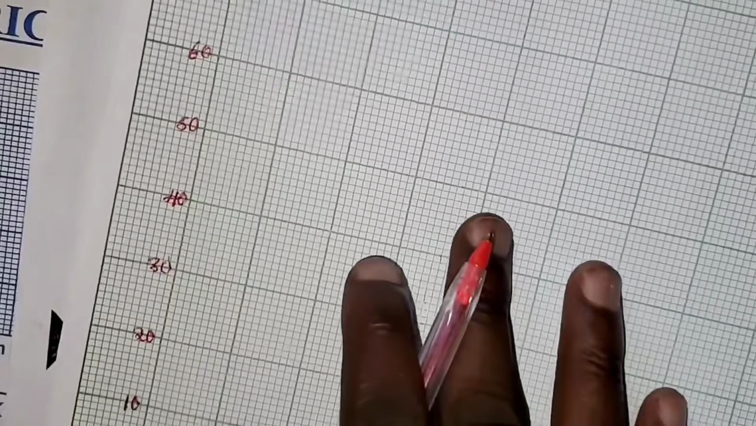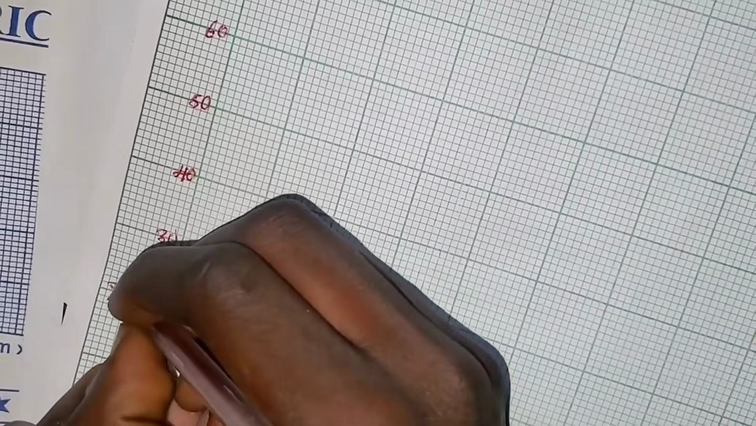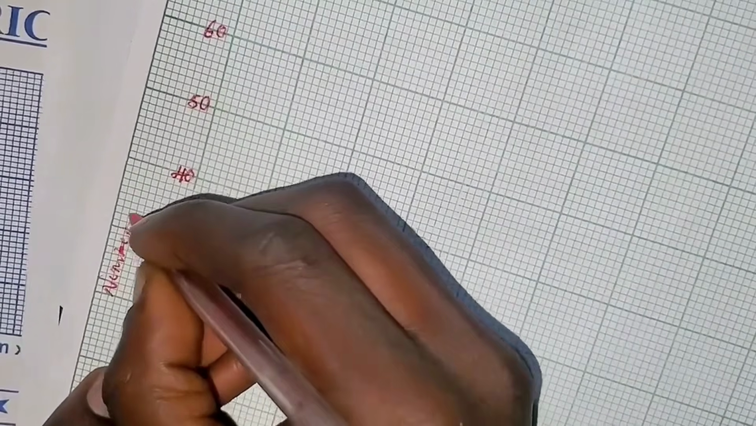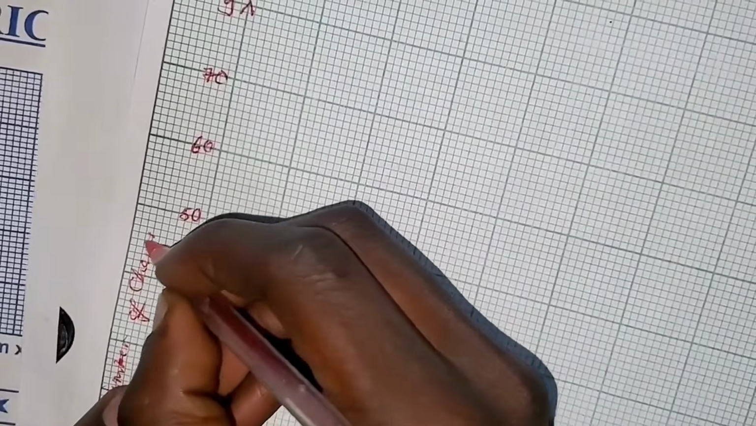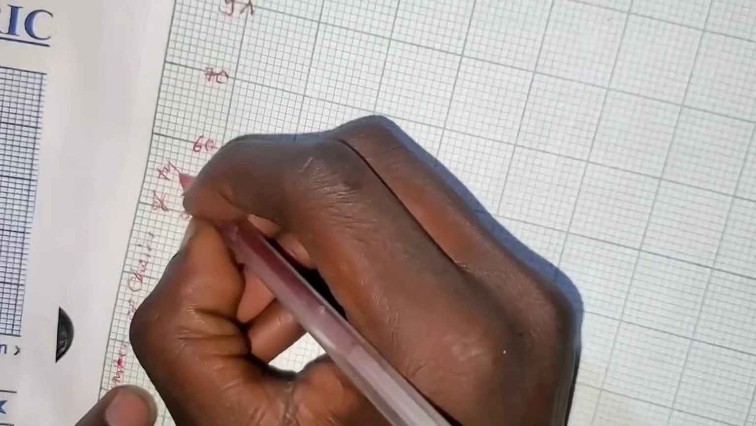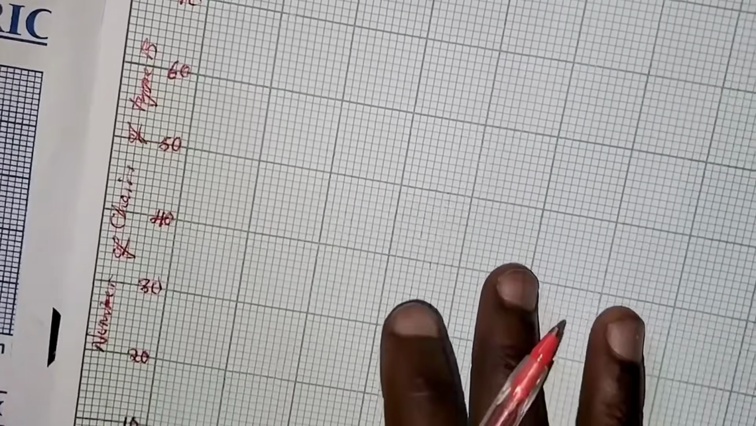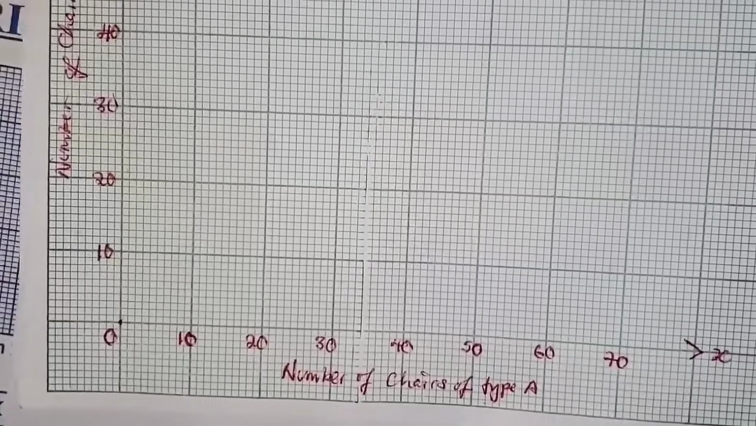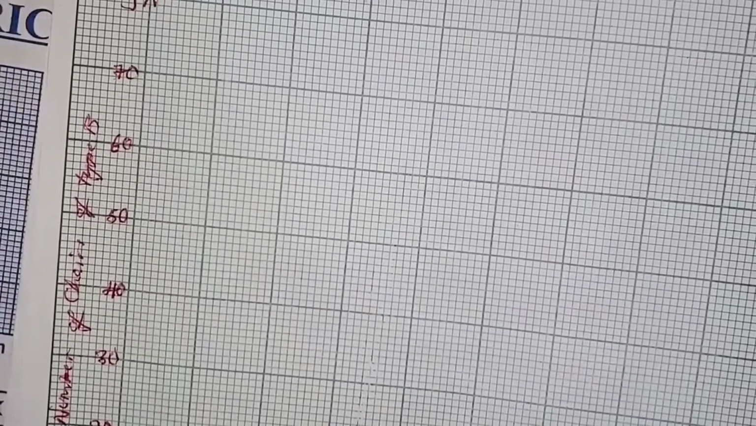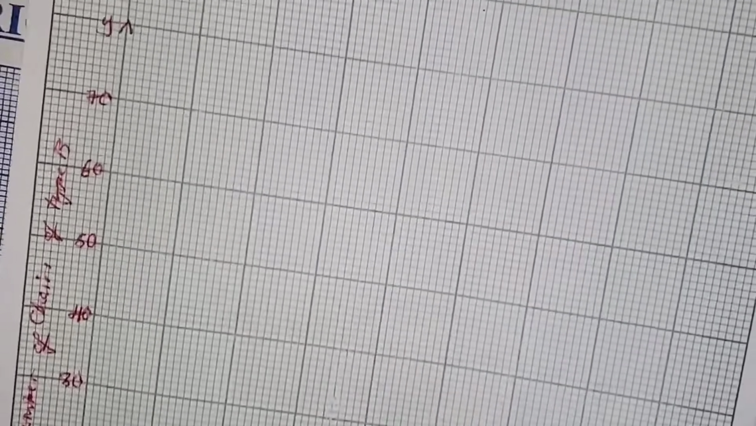All right. Now, let's write here number of chairs of type B. Okay, number of chairs of type B. Okay, so this is what the graph looks like. Now let's plot these inequalities.